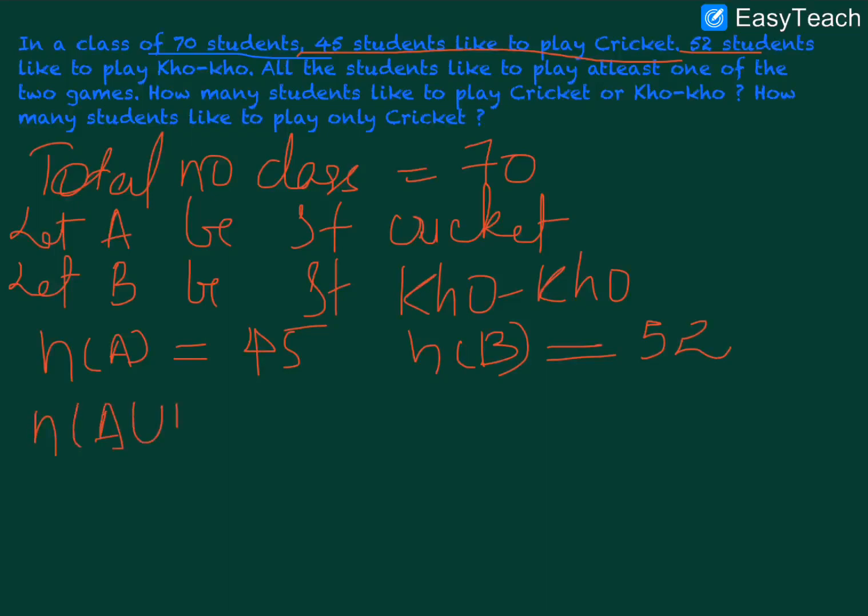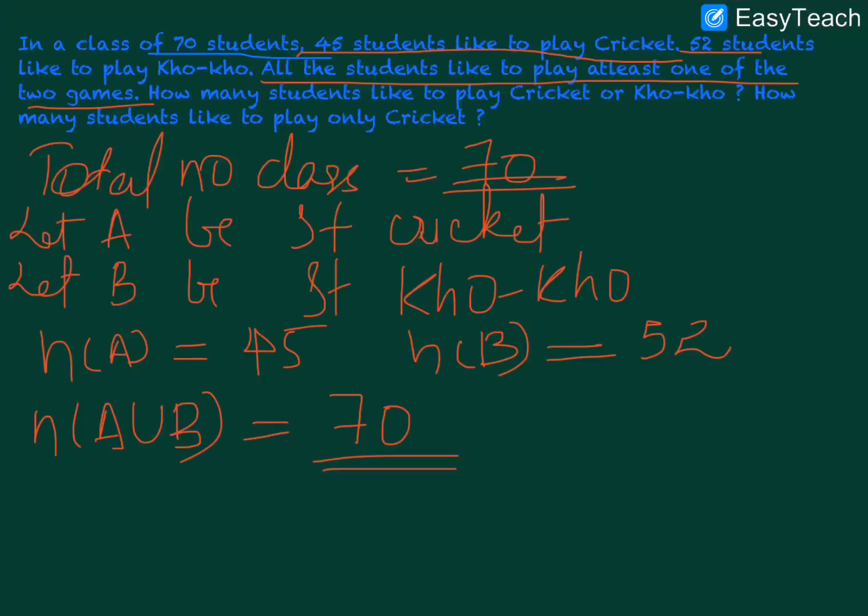And n of A union B, that is the set of students who like to play cricket or coco, will be 70. Since all of the students in this class like to play at least one of the two games, n of A union B will be 70, that is 70 students like at least one of the two games. So how many students like to play cricket or coco? That will be A union B, since A union B means either A or B, that is either they like to play cricket, or B means they like to play coco. A union B will be 70.